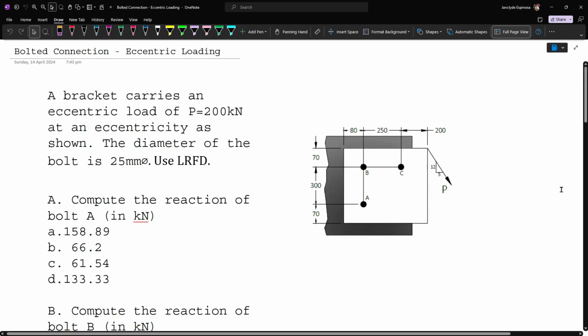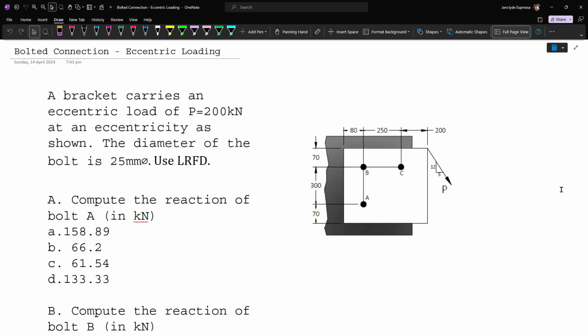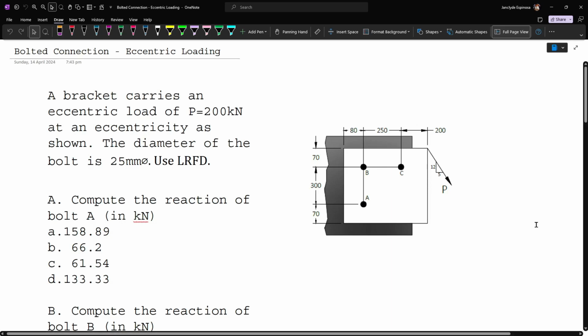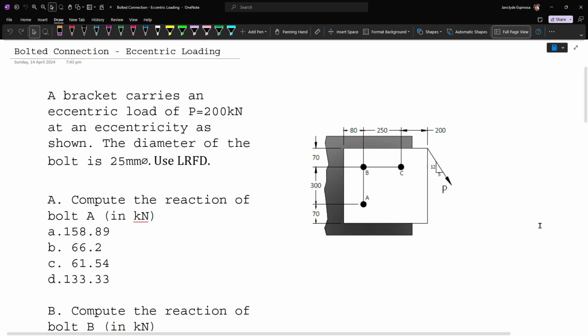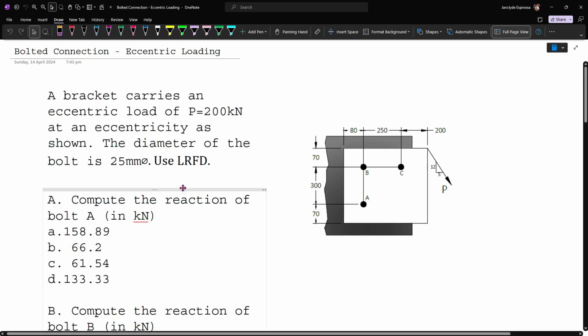Sa video natin ngayon, we'll try to solve this problem involving steel design. However, even if this is under steel design, our method of analysis will involve mechanics, torsional shearing stress, and direct shear stresses. Now here we have a bracket that carries an eccentric load of 200 kN with the eccentricity as shown. Now the diameter of the bolt is 25 mm for the 3 bolts.